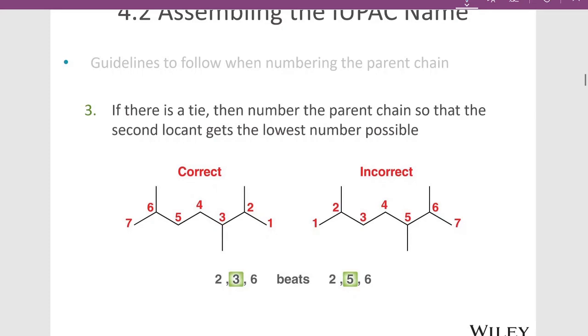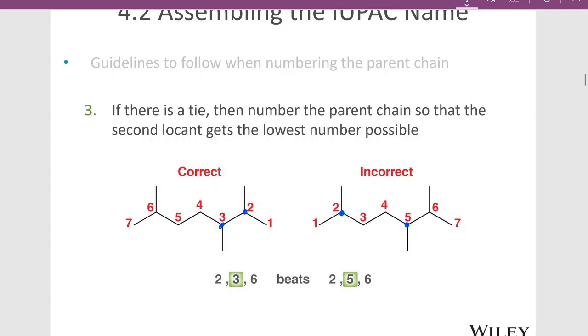On the left here, you can see that we've numbered the molecule from right to left, giving our first substituent the 2nd carbon. If we go over here on the right and compare, if we numbered from left to right, our first substituent is also at the 2nd carbon. But on the molecule on the left, you can see that our second substituent is at the 3rd carbon. In the molecule on the right, our second substituent would be at the 5th carbon.